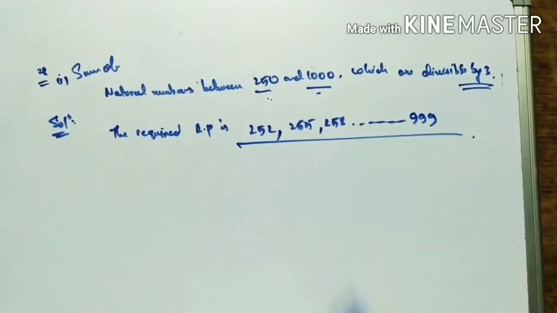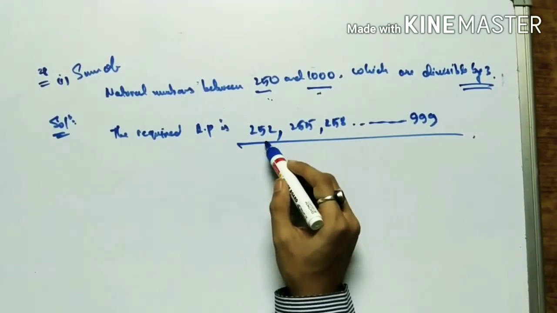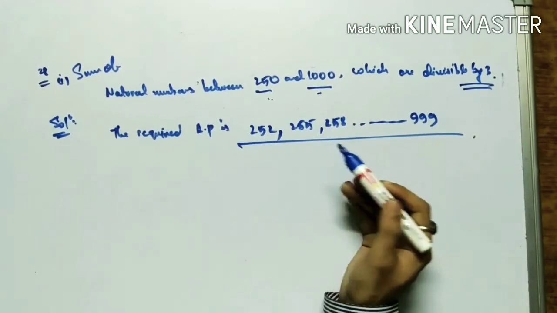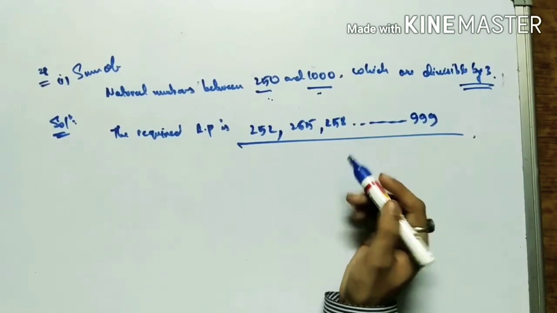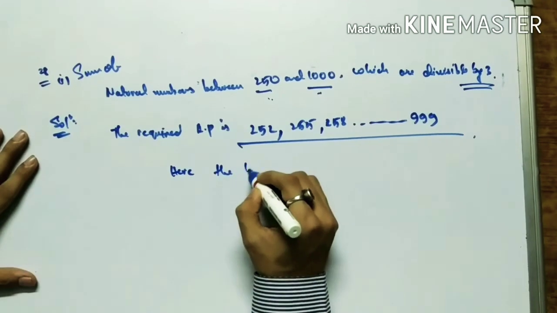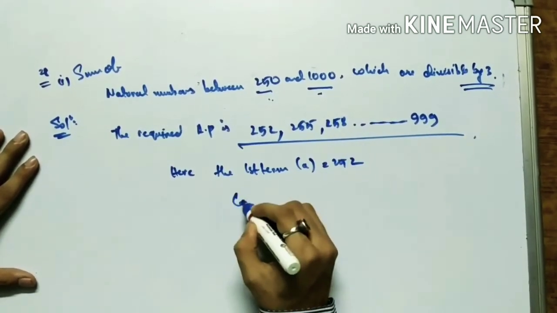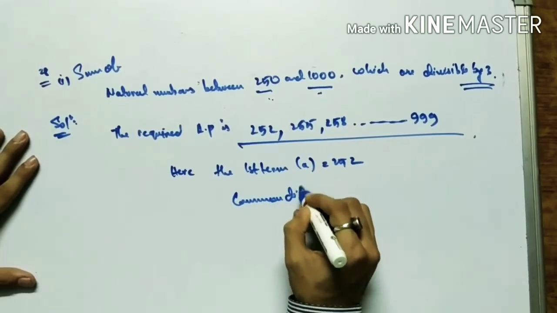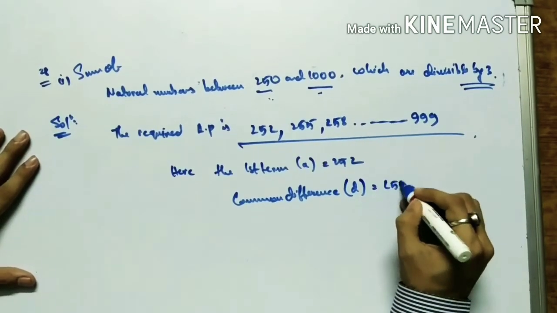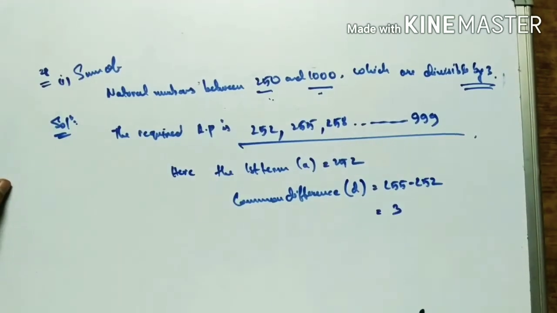So this is our AP. Understand? This is the following AP, where the first term is 252, and the common difference will be 255 minus 252, which is 3, I believe. So now here I will write the first term A equals 252. Common difference D equals 255 minus 252, so 3 I will get.